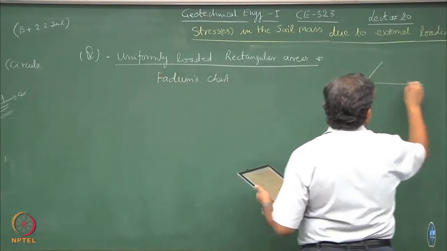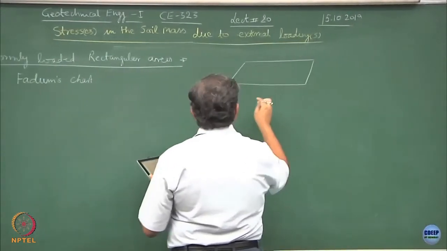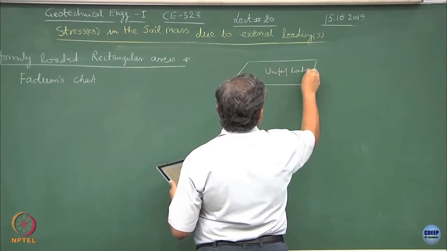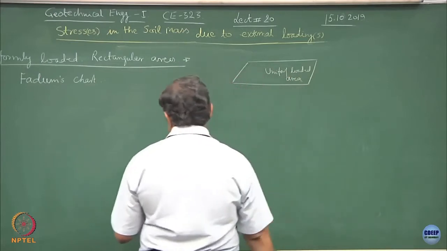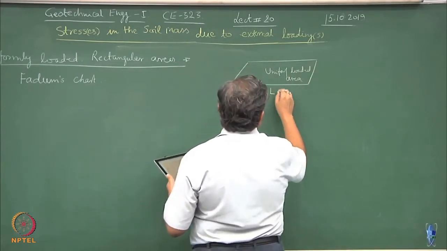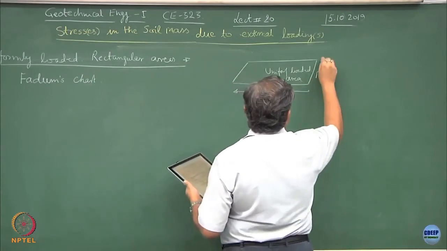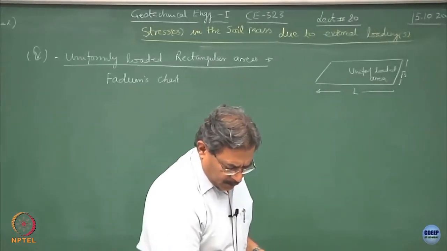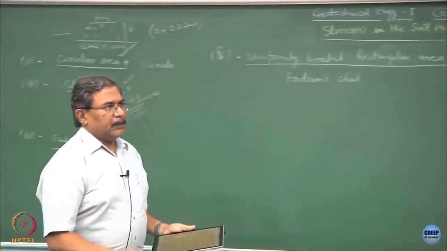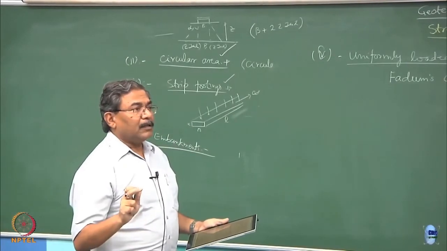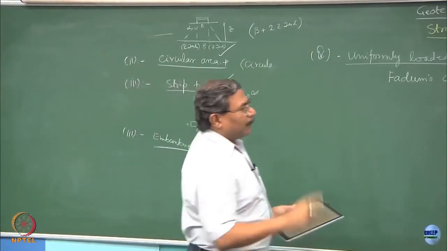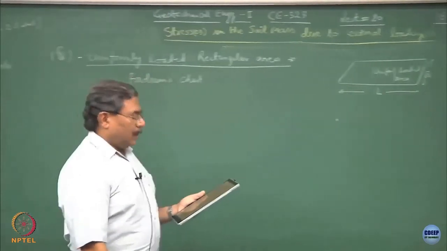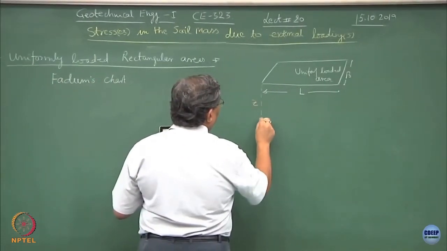The beauty of these charts is, if you have a uniformly loaded area which is a rectangle of length L, width B, please understand that these methods have limitations, or they are particular methods. So, you can find out the state of stress only at the edges, at a depth of Z, point P, alright.